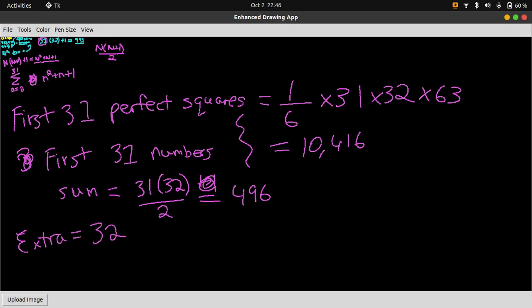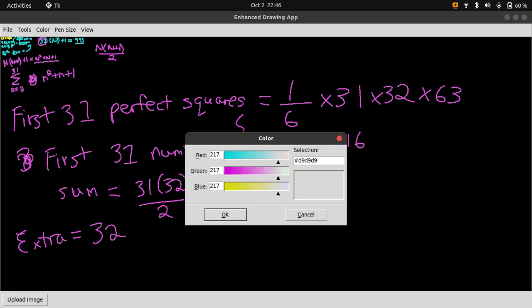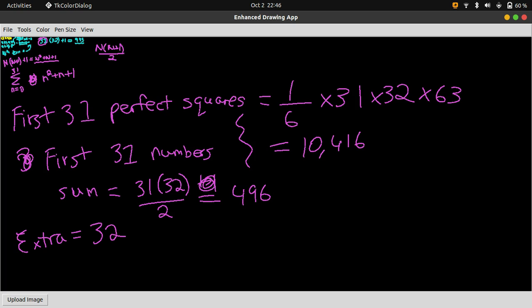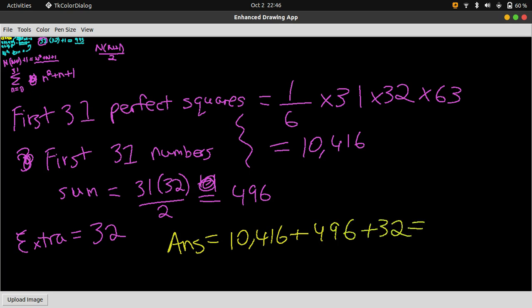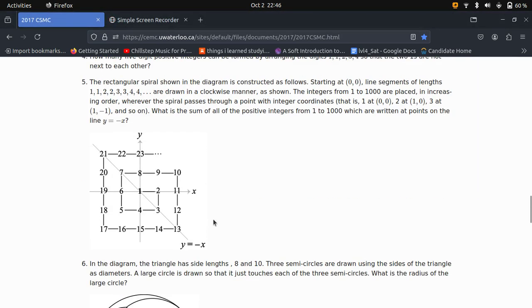So essentially, the answer will be 10,416 plus 496 plus 32. This gives me 10,944 as your final answer. So that's our solution to the sum of the first positive integers from 1 to 1,000 that are written on this line.